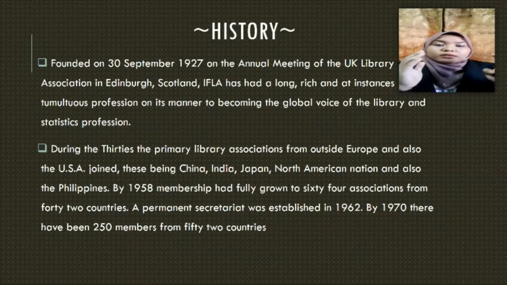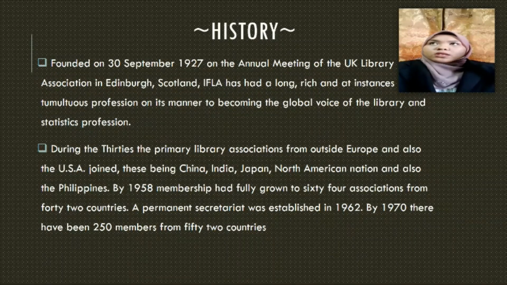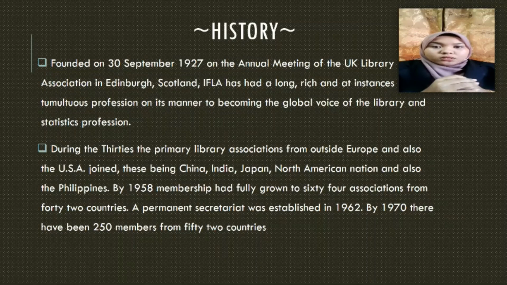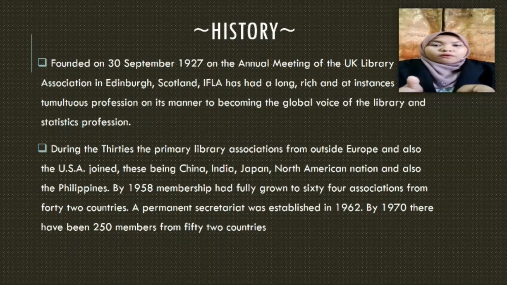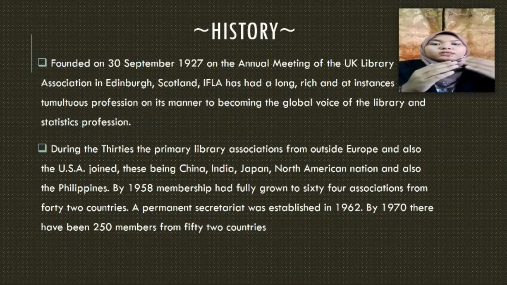A permanent secretariat was established in 1962, and by 1970 there were 250 members from 52 countries. That is a large number of members in such a short time after it was founded. This is very good.